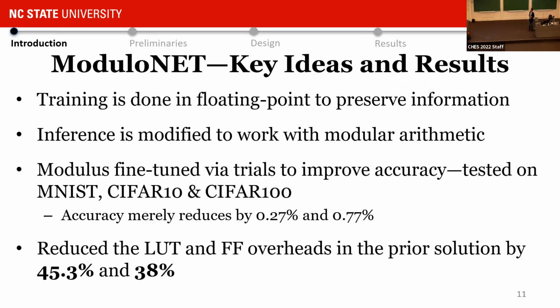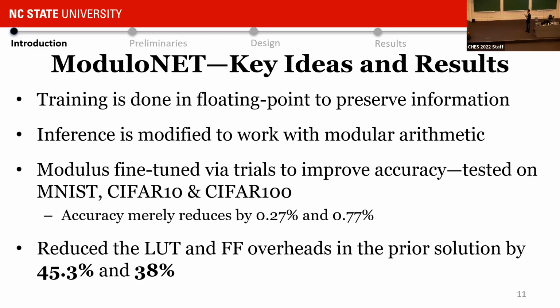So here are some of the key ideas of our research work. The training is still performed in floating point. And as we'll see in the threat model, that's because we assume the training to still be performed in a secure environment. Inference is where we perform operations with modular arithmetic. So all the additions that happen in the neural network are performed in some field. And of course, when I talk about modular arithmetic, we need to know what that modulus is. And that had to be fine-tuned using some empirical analysis. And we'll see that in later slides.